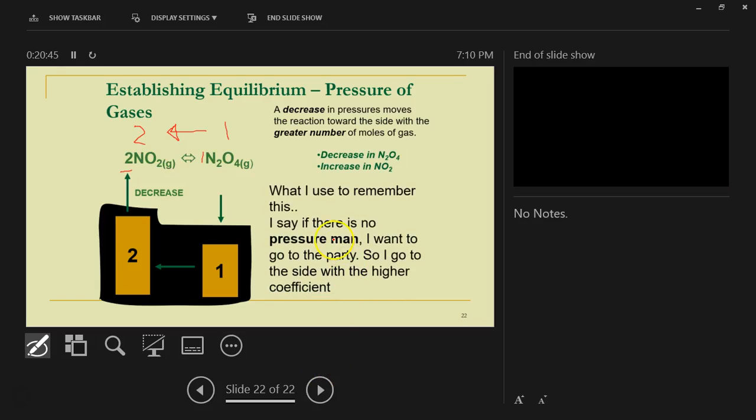So the way I remember that is there's no pressure, man. I want to go to the party. And so I'm going to go to the side that has the higher number for its coefficients. Now, sometimes there's more pieces. So if there's more parts to this equation, you're going to add up all of the coefficients. So there'll be a total number here and a total number there on that side, and it'll always be just of your gases.